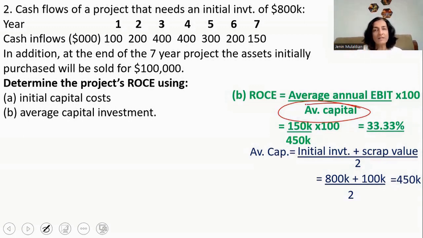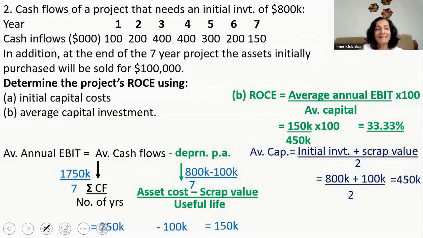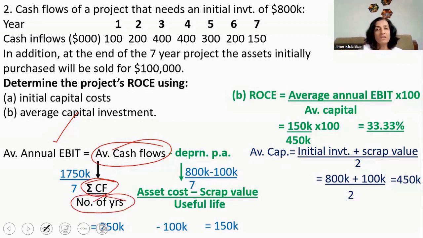Now a common doubt that is asked by students for this problem is, while calculating the average capital employed, what is the formula that was adopted? It is initial investment plus the scrap value divided by 2. But while calculating the average cash flows, what was the formula that was used? Sum of all cash flows divided by the number of years for which the cash flows have been taken.